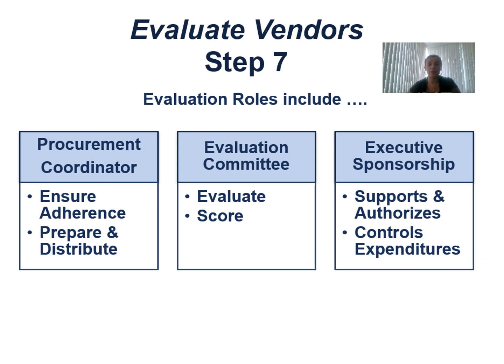So the evaluation roles typically look like this: the procurement coordinator, who ensures adherence and prepares and distributes the information. Then you have an evaluation committee, which is for the most complex procurement processes. They evaluate and score based on the information that you provide, the score matrix, and the criteria that you define as a procurement unit. And then you have the executive sponsorship that supports, authorizes, and controls the expenditures. You need these three roles to grant the transparency of the process and a fair process in the face of the bidders.